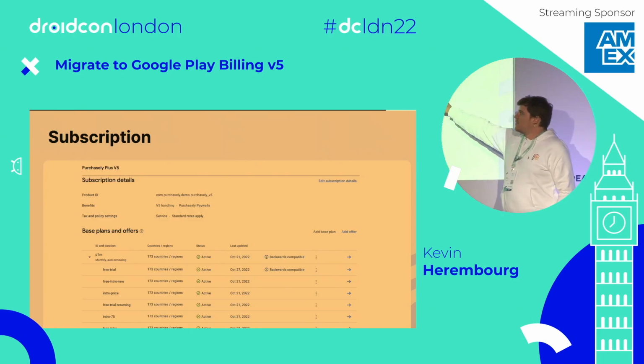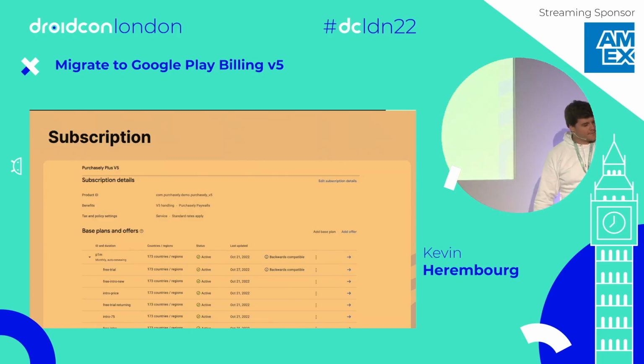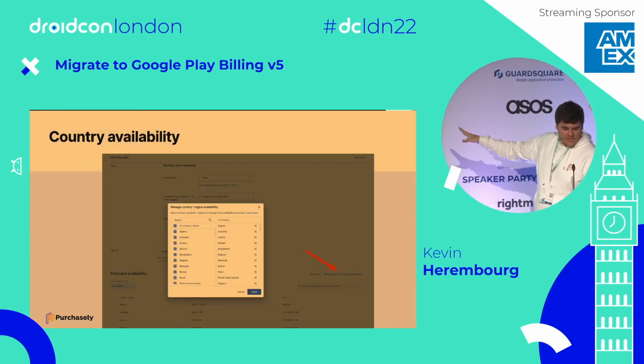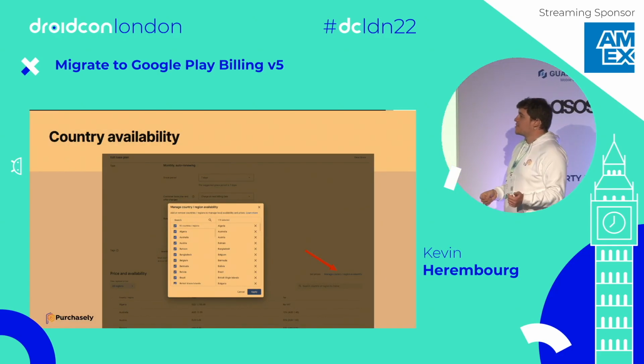And about backward compatible, it's for Google Play Billing v4, and I'm going to talk to you about it at the end of the presentation. So this is what it looks like. And there are many new features available in this version.